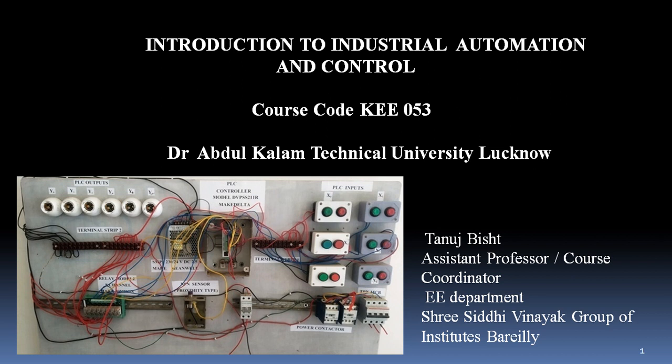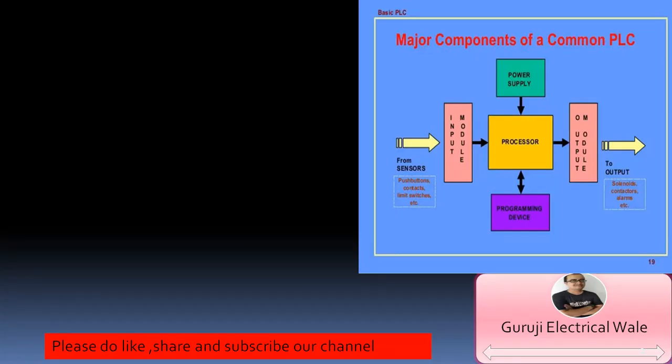Friends, welcome to the lecture series on Industrial Automation and Control, course code KEE 053. So today we are going to study basically the different components of a PLC. As you can see on the screen, these are the major components of a PLC.